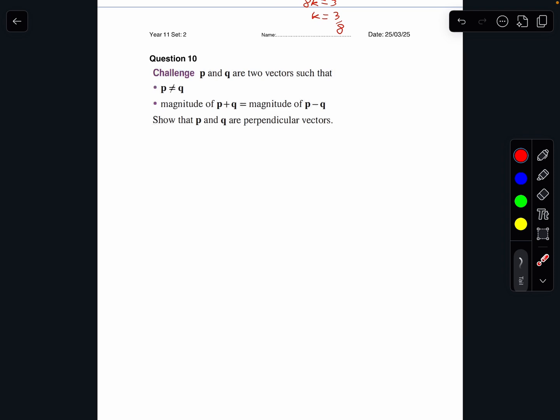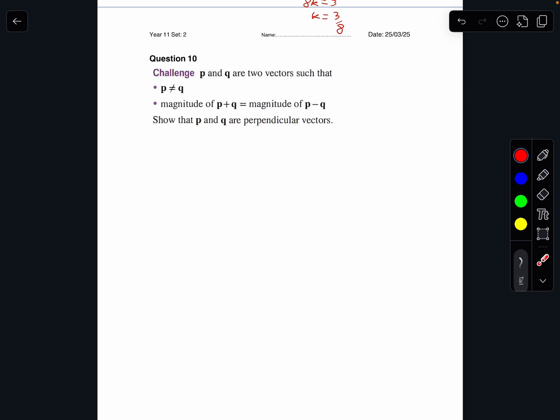Okay, right. I've got P and Q are two vectors such that P is not equal to Q. The magnitude of P plus Q is the same as the magnitude of P minus Q. Show that P and Q are perpendicular vectors. Now, first of all, as soon as I see the word perpendicular and I've got a line, I'm thinking, well, that kind of reminds me of gradient, and the gradient should be the negative reciprocal.